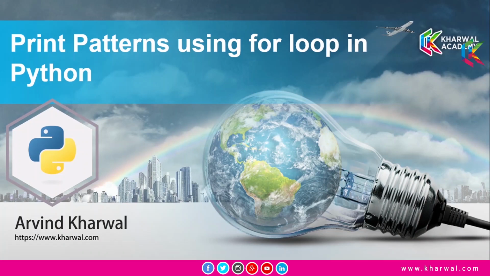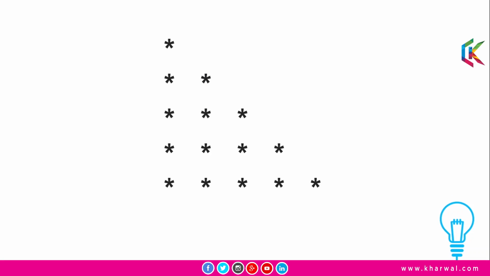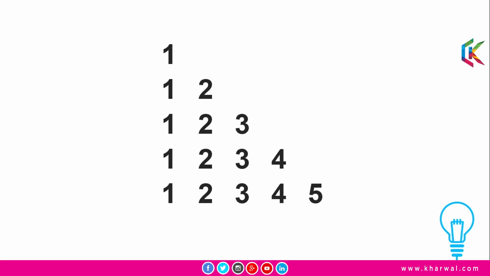And in this session, we are going to print patterns using for loop in Python. So guys, let's go ahead and we'll discuss what kind of patterns we are going to print in this session. So guys, we are going to print this pattern first, then we will print this pattern, and then at the end we will print this pattern. So guys, now let me open up the Jupyter notebook.